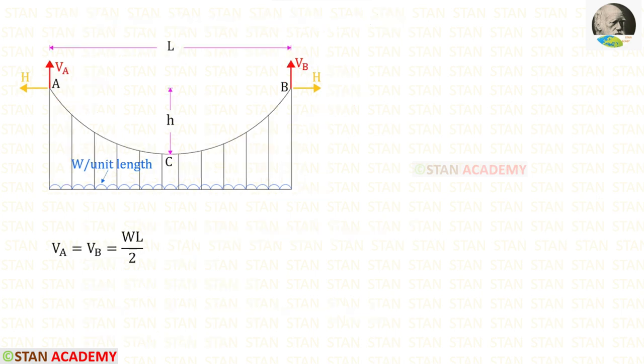Now, let us find the vertical reactions VA and VB. We know that in this cable, there is a symmetrical loading, so we can easily find the vertical reactions. For that, we have to find the total load and then divide the total load by 2. Here, we have uniformly distributed load. To find the total load, we multiply the load with the distance, so WL, and when we divide that by 2, we will get VA and VB. So VA and VB are WL upon 2.